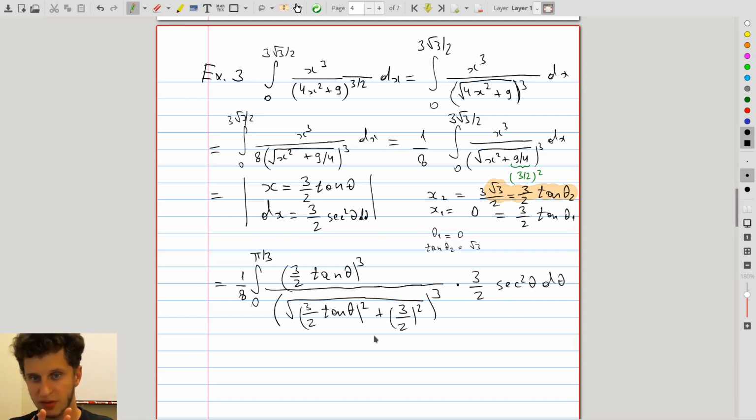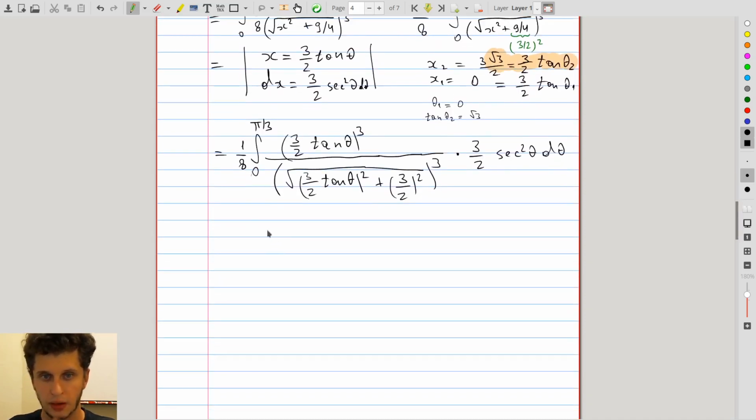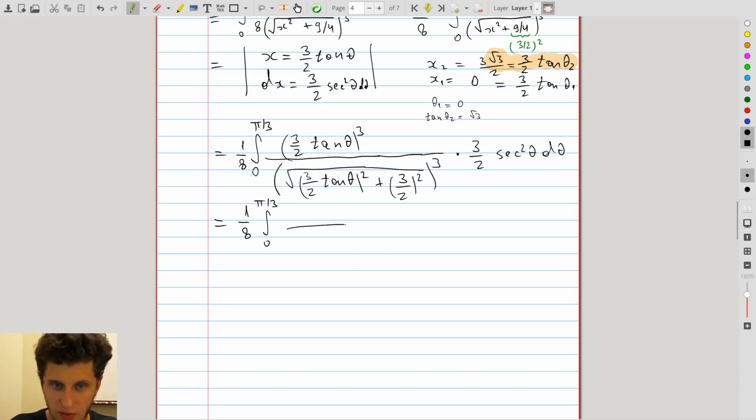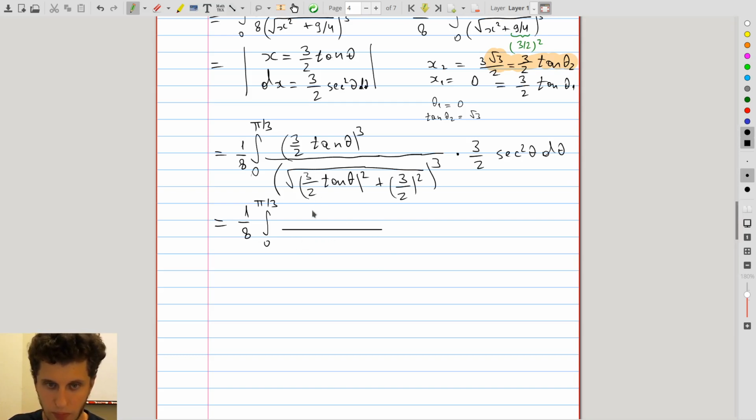Great. Now let me simplify this integral as much as possible, and then I can go ahead and evaluate it. Let's see what we have here. I can first take care of the denominator. In the denominator, I have (3/2) squared times tangent squared plus 1. So that leaves me with the square root of (3/2) squared times secant theta squared. So that's my radical there. It is cubed.